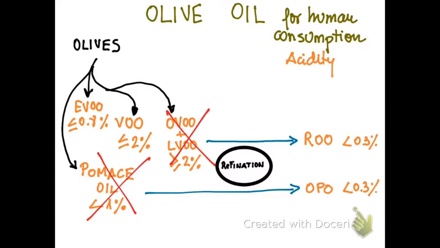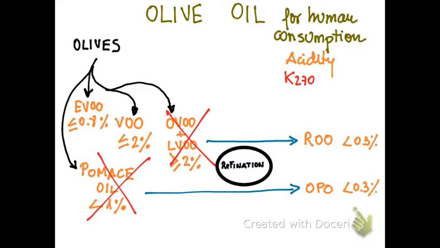So another parameter that we study is the K270. K270 is a parameter that we obtain after measuring the absorbance in the spectrophotometer at this specific wavelength, in the ultraviolet range. So the K270 parameter indicates the presence of oxidized molecules in the olive oil.